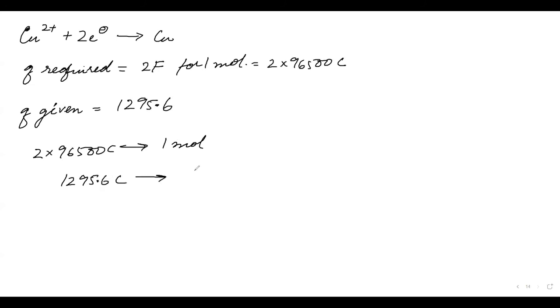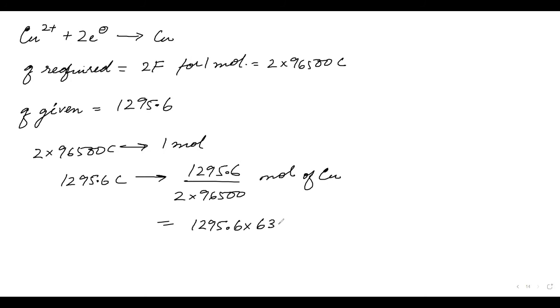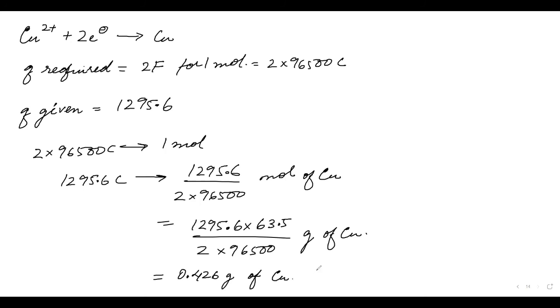1295.6 coulombs will give us how much? 1295.6 divided by 2 into 96500. This will be equal to how many moles of copper. Now I can write the same thing as 1295.6 into 63.5 by 2 into 96500, and this will be grams of copper, correct? 0.426 gram of copper.